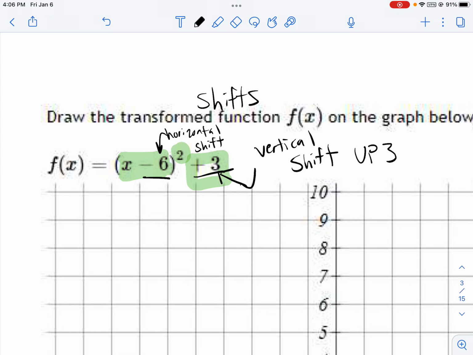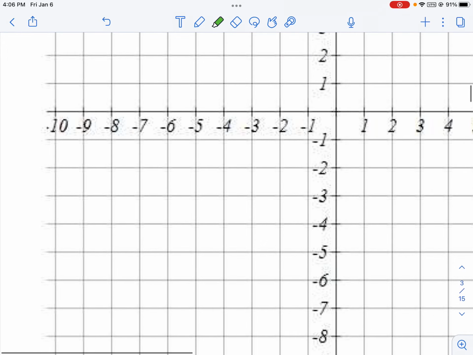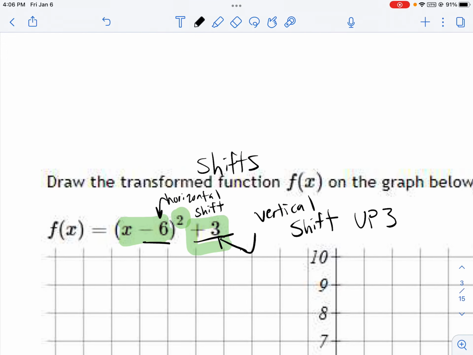Horizontal is a little more difficult. You see the opposite of what you see. So if this is minus 6, while minus 6 is indeed going left, a horizontal shift, minus 6 actually turns into right 6. The idea is you start with x squared. And if you have x minus 6, in order to get back to just x squared, you would have to add 6 to cancel out that shift. So in other words, you're moving right 6 in the equation.